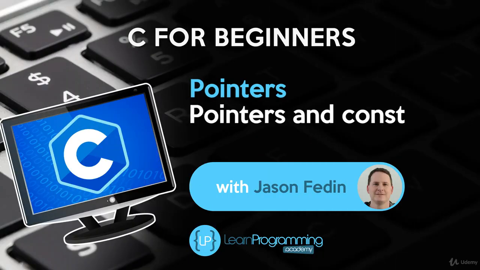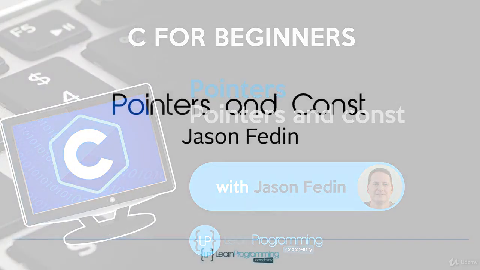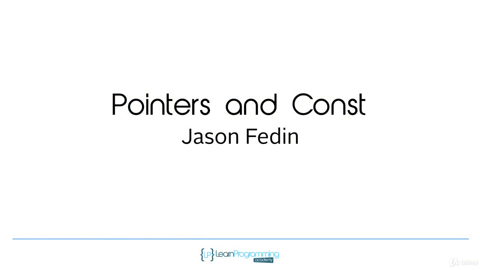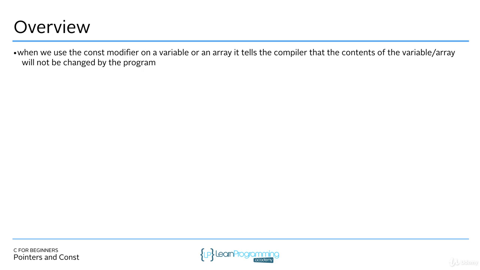Hello and welcome back. In this lecture I want to talk about the const modifier and how we use it with pointers. We've learned about const in previous lectures. It just means you can't change the value of a variable, but what does it mean when we apply it to a pointer?